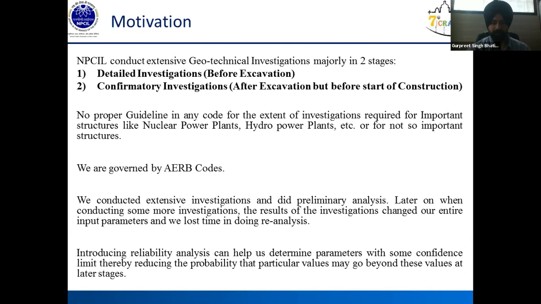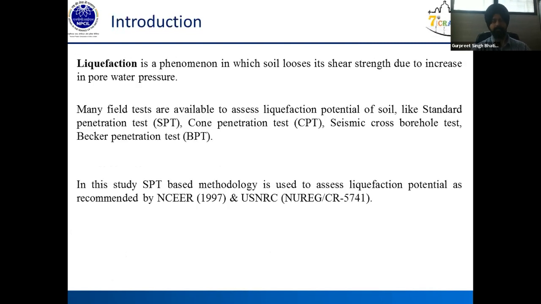So with this motivation, I started this topic. The introduction is basically regarding the liquefaction assessment which we have done at our site, because the plant we are building in Haryana is the one and only nuclear power plant in India which is coming up on a soil strata which is liquefaction prone. We have done some ground improvement there, but that is different from this.